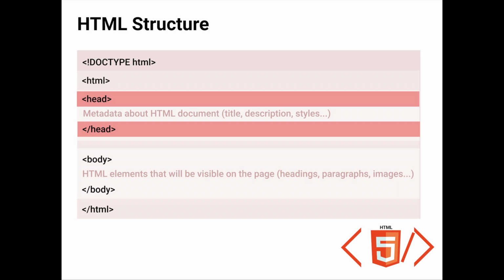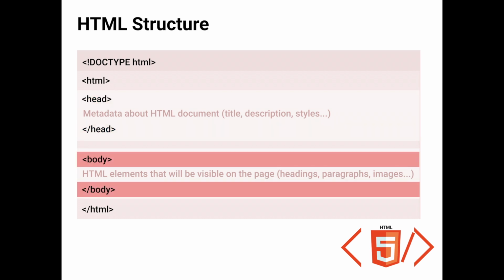For example, if you open some page in your browser, you will see the title in your tab. The title is the element that is defined inside the head element. The body is the element where we write HTML elements that will be visible on our web page in the browser. For example, elements like paragraph, images, headings, articles, and other HTML elements.